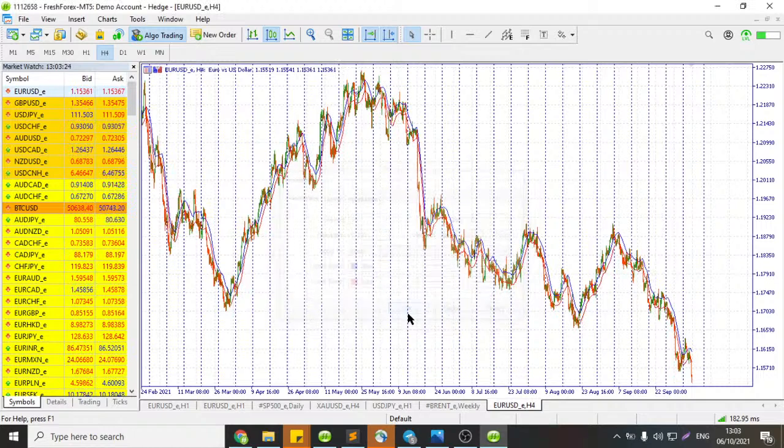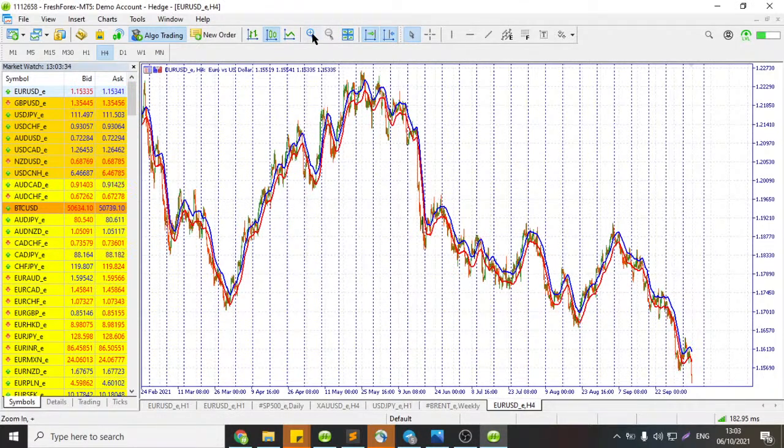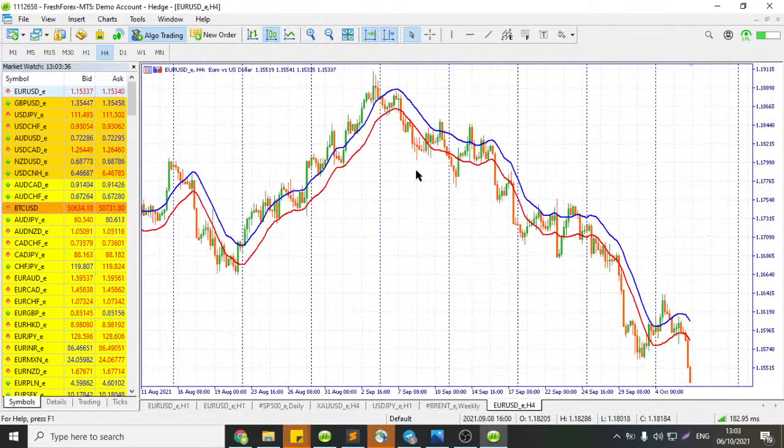So this is what you'll see. I'll make it a bit bigger so that we are able to see clearly the two lines which I'm referring to. Okay, these are the two lines.